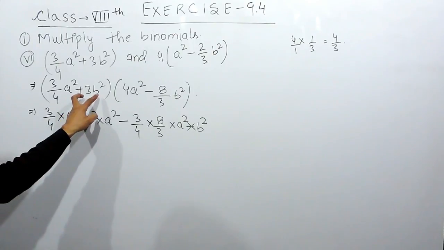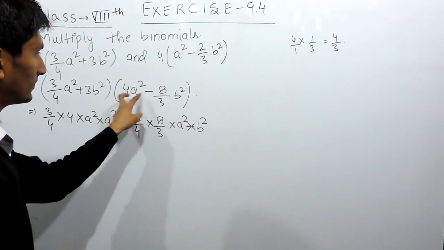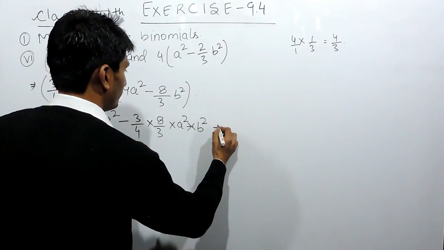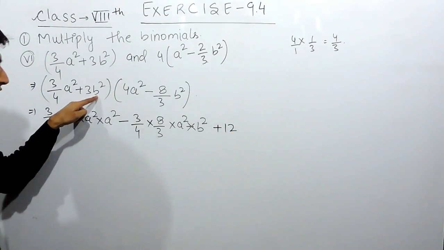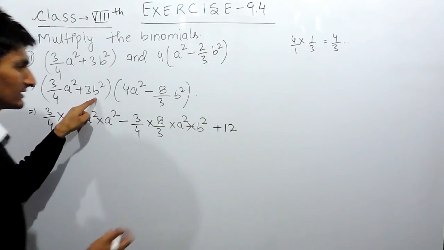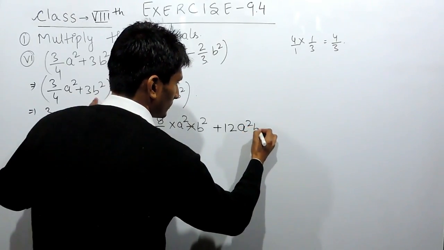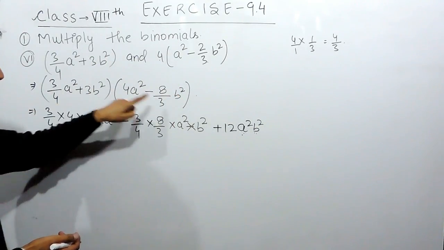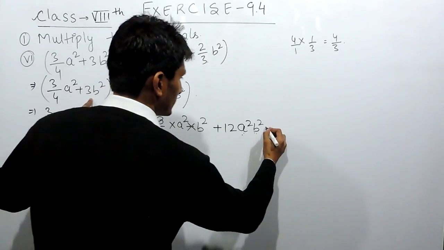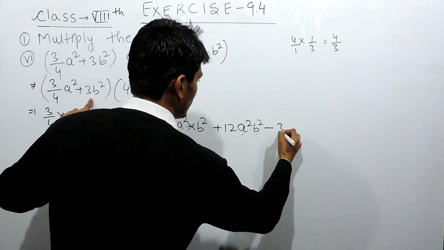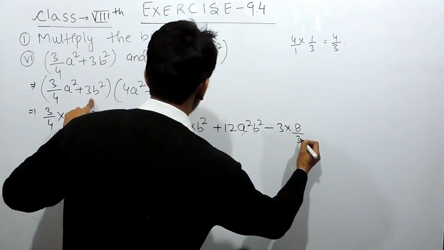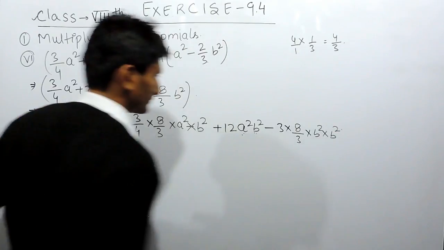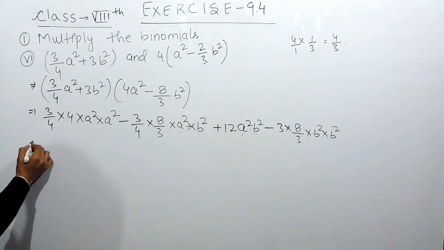After that you have to multiply this with both the terms individually. 3 multiplied by 4 will be 12, and a square b square will remain as it is, because these are not the same variable. Now you have to multiply this with this, so plus minus will be minus, and 3 will be multiplied by 8 by 3, and b square multiplied by b square. Now let's solve this expression.